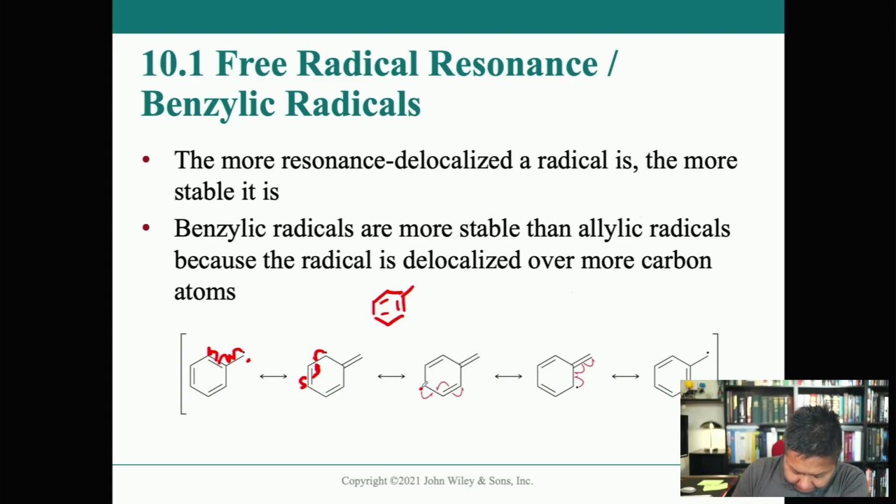Do it again. Two single barbed arrows coming together to form a bond, and then two single barbed arrows going away from each other to break that pi bond right there. And now our radical is here. Then repeat the process again, and we end up with our radical back where we started.